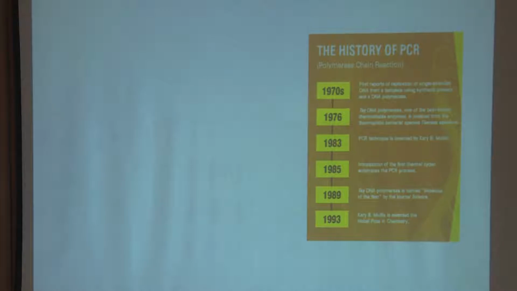Okay, people started thinking about in vitro multiplication or amplification of nucleic acids. Concepts really started evolving in the 1970s. The first report of replication of single stranded DNA from a template using synthetic primers and DNA polymerase traces its origin to the 1970s.